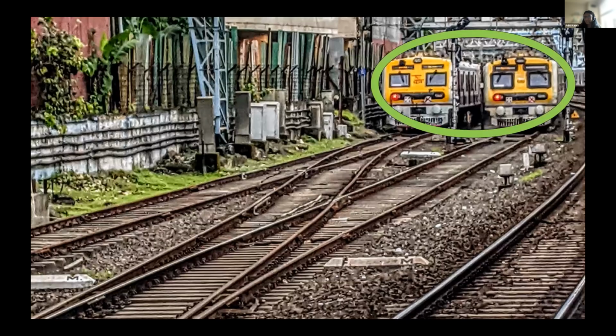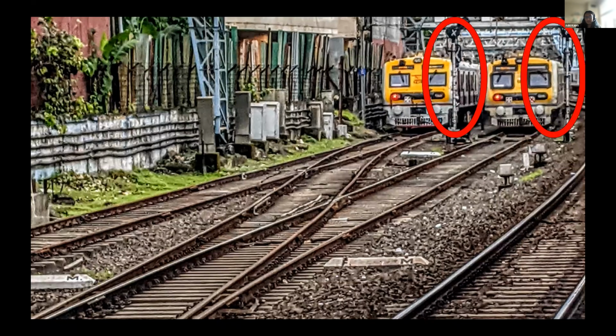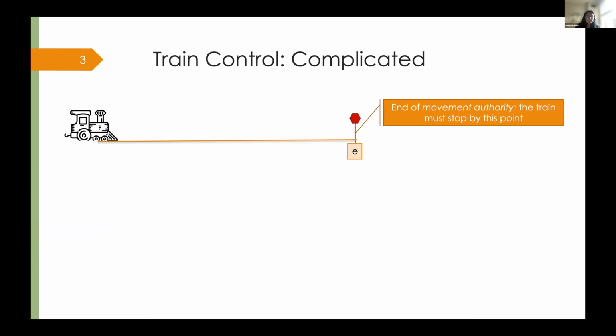These are trains. They transport goods and people efficiently. We like them. But it's important that they stop where they're supposed to, following these signals. Otherwise, they could collide, resulting in loss of life and property. This is the problem statement. We're designing a train controller that must stop the train by E, end of movement authority, the point.